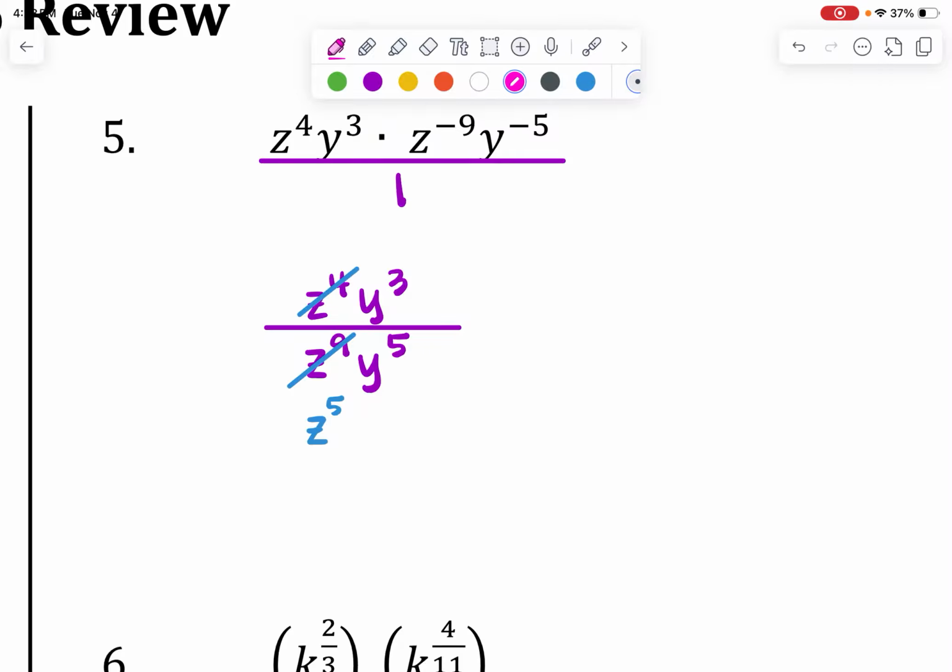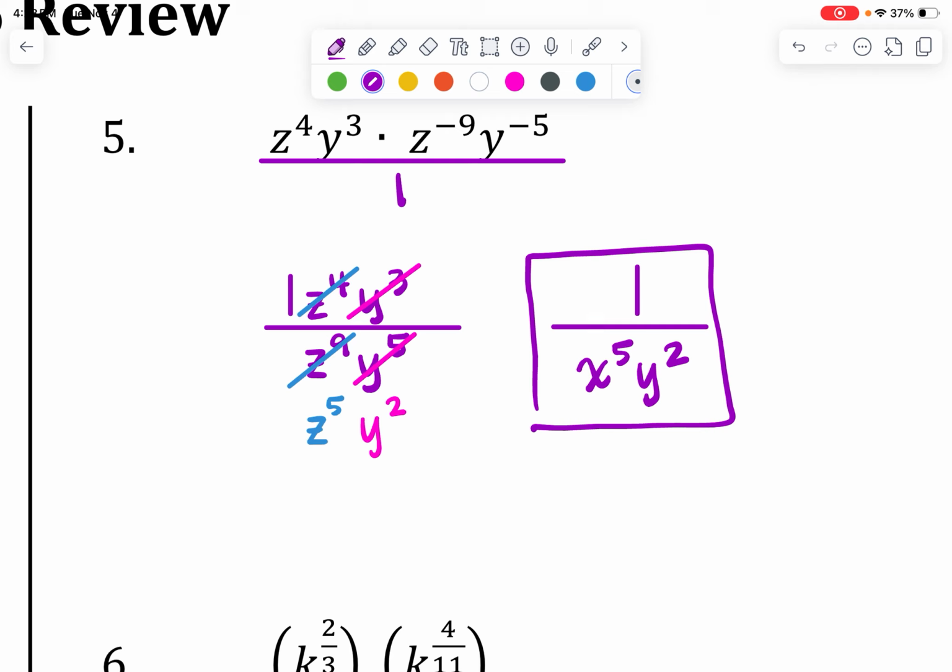And then I can reduce 3 y's because the top has 3 to give. But if I reduce 3 y's out of the bottom, that still leaves me with 2. And please don't forget there's always an understood 1 in front of everything. So even though I've canceled everything out of the numerator, I still have 1 up top to hold that numerator open. And then x to the 5th y squared would be my answer.